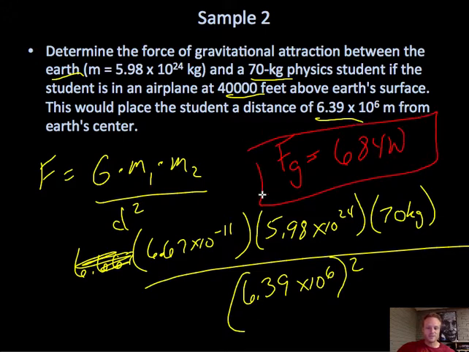684 newtons. The reason I do this second sample problem is to show you that, yes, the force of gravity is a little bit smaller. How much smaller? If you remember from the previous problem, it was 686 newtons standing at the Earth's surface, and now on a plane it's 684 newtons. So we lost 2 newtons of force. That is not that big of a difference. You really need to get further and further away in terms of distance to see a dramatic effect in terms of the force of gravity.